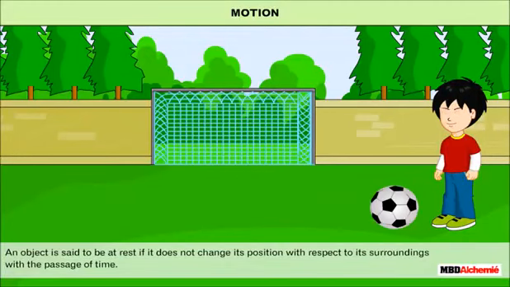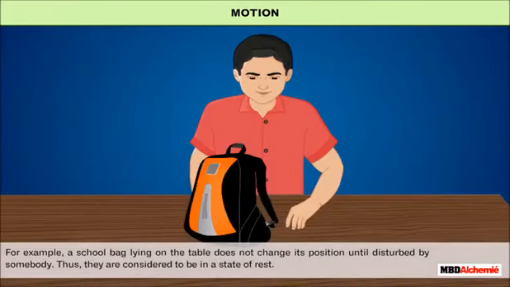Motion. An object is said to be at rest if it does not change its position with respect to its surroundings with the passage of time. For example, a school bag lying on the table does not change its position until disturbed by somebody. Thus, they are considered to be in a state of rest.